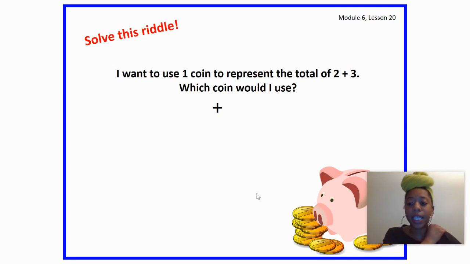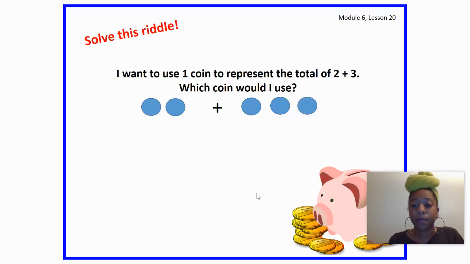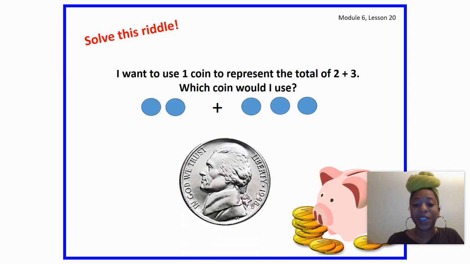Okay, scholars, let's take a look at this riddle. Let's solve this riddle. I want to use one coin, just one coin, to represent the total of 2 plus 3. Which coin would I use? First, let's see, what is the sum of 2 plus 3? We have to figure that out first so that we can know what the value of the coin would be. So if I have 2 plus 3, if I count 2, 3, 4, 5, the total is 5. What coin has a value of 5? Good job. The nickel has the value of 5.